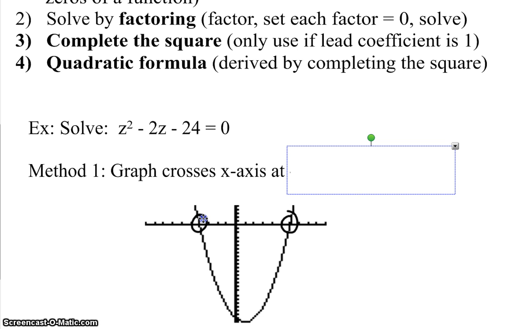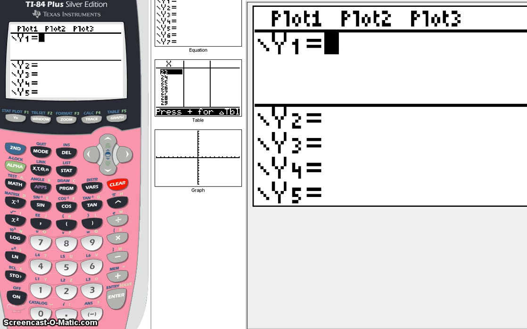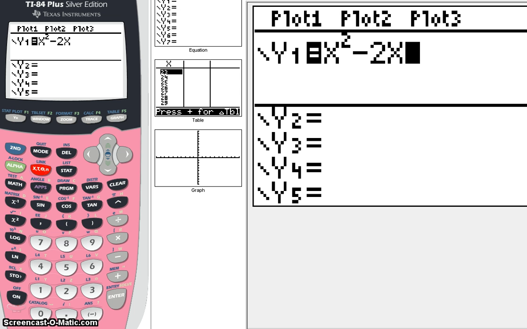Here is an example. We have the problem z squared minus 2z minus 24 equals 0. I can see the graph on here, and it looks like it crosses at -4 and +6. Let's check this out with our calculator. First, I'm going to enter y equals x squared minus 2x minus 24. I'm going to graph it.